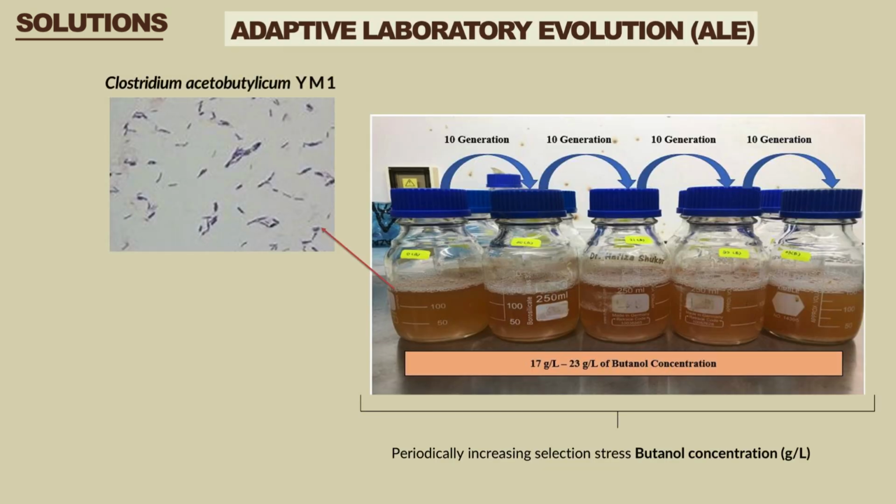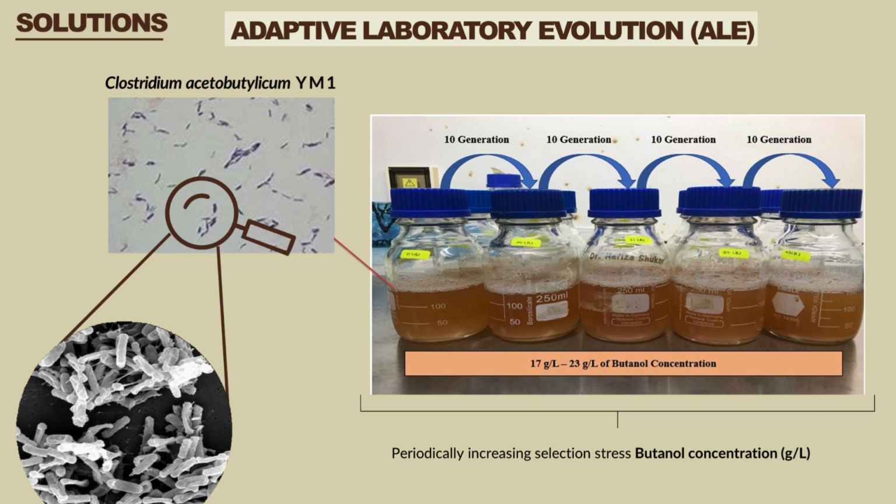In order to achieve our goal, the ALE method was applied to our locally isolated Clostridium acetobutylicum YM1 strain using serial cultivation to enhance its tolerance under specific selective pressures. For instance, in our study, we emphasized improving the strain tolerance level by subjecting it to high biobutanol concentrations that start from 15 gram per liter and end at 23 gram per liter.